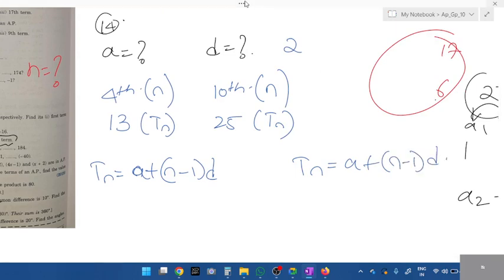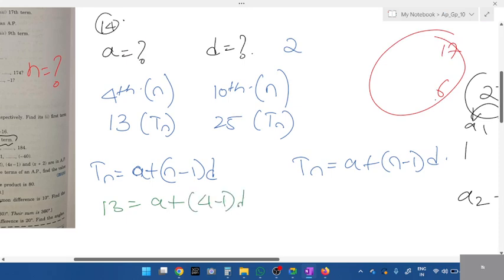Solve this question, all of you. Be quick, students. You'll get two equations. T of n, take it as 13. A as it is. n value is 4 minus 1 into d. So you'll have 13 is equal to a plus 3d. First equation. Next. 25 is equal to a plus 10 minus 1 into d.